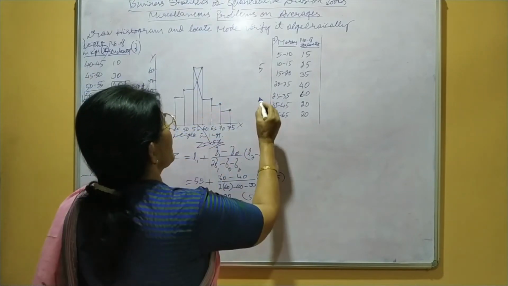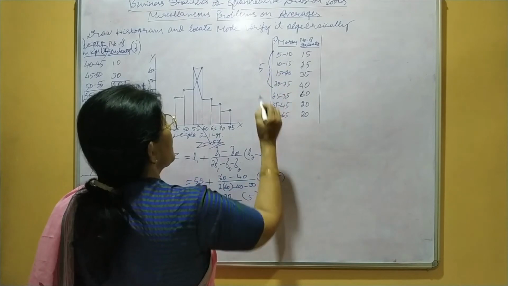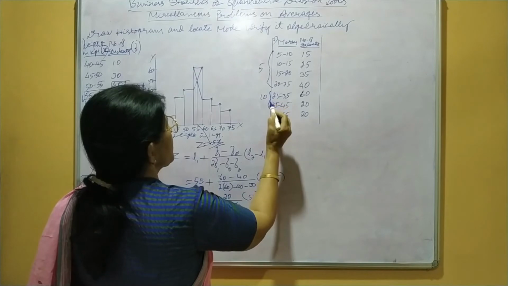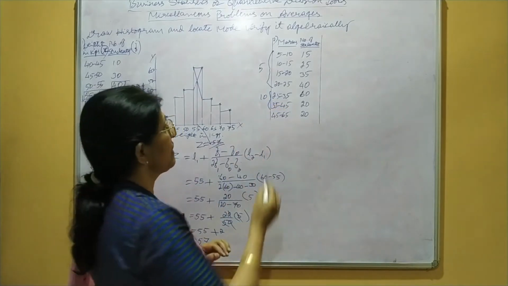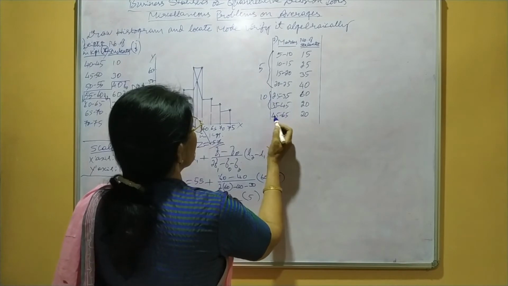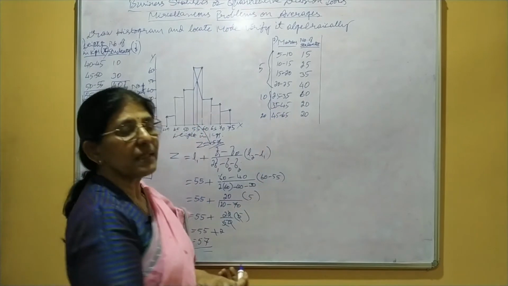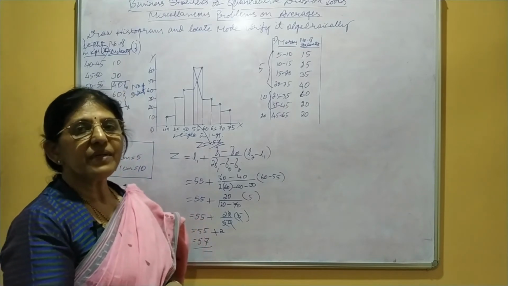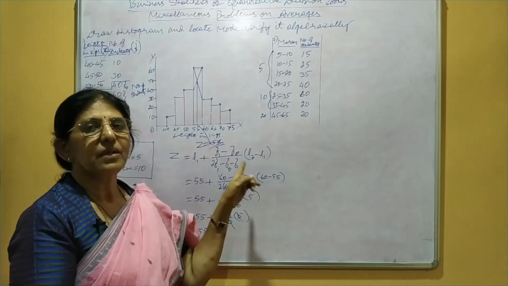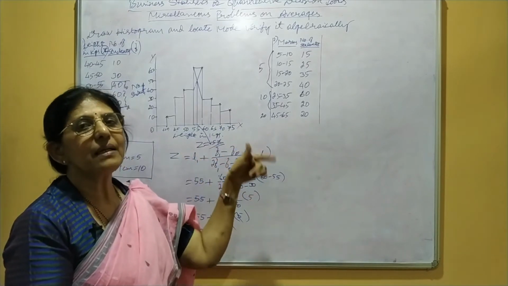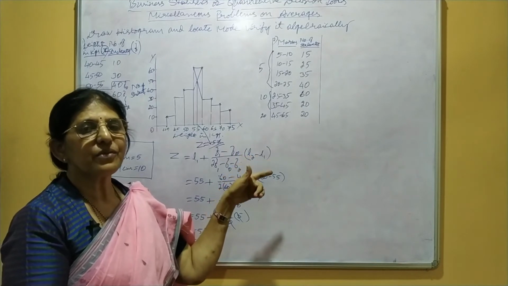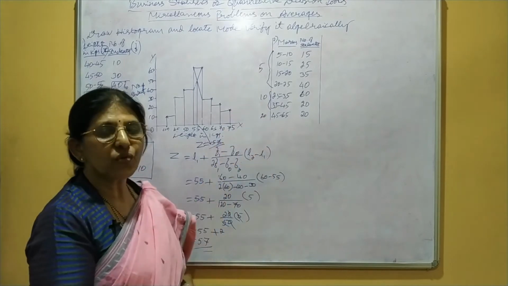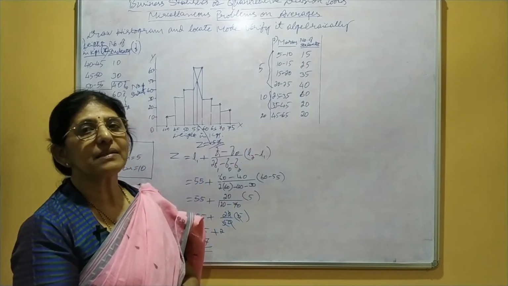25 to 35, class interval is 10. 35 to 45, here also in these two cases class interval is 10. Then 45 to 65, class interval is 20. When the class interval is not common, as I told you in the previous video, we have to regularize the class intervals in case of calculating mode or median. Here class interval is not common, therefore we have to regularize the class interval.